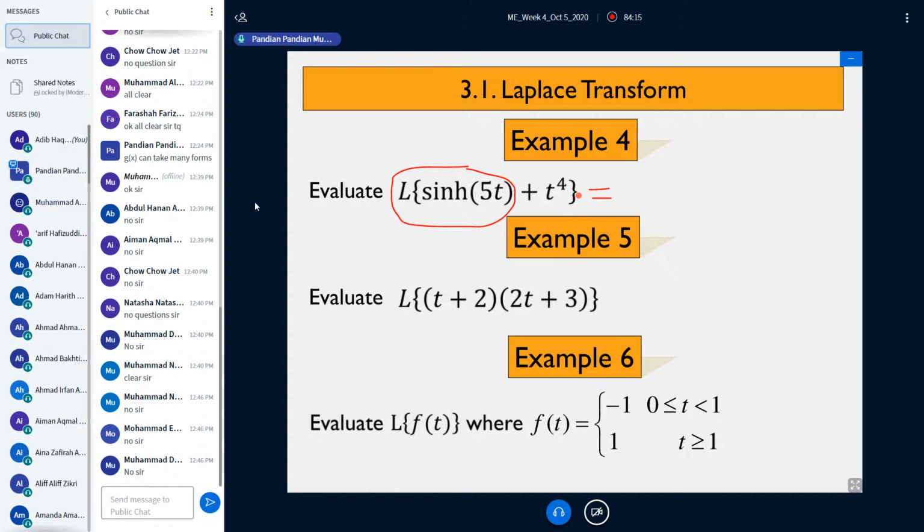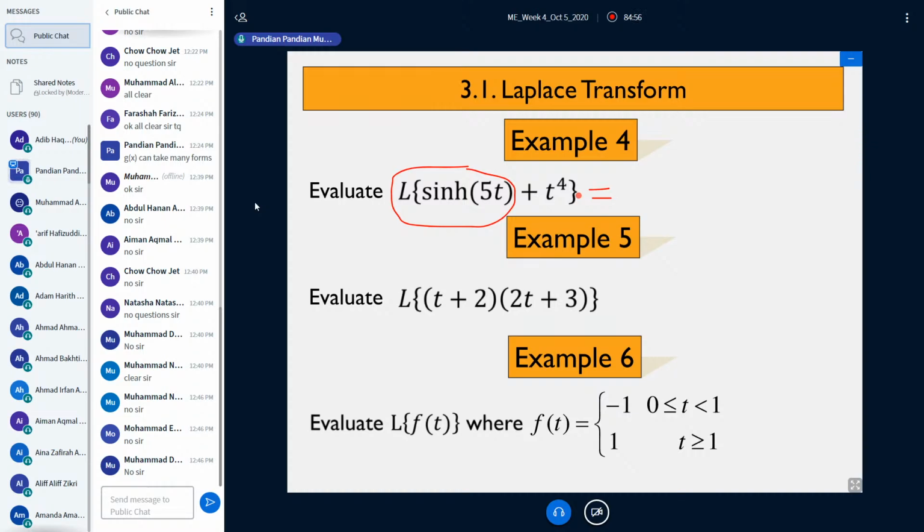Now if you simplify, 5s power 5 plus 24 s squared minus 25, divided by s power 5 multiplied by s squared minus 25. Or you can simplify to 5s power 5 plus 24s power 2 minus 24 multiplied by 25, you calculate, divided by s power 5 in the bracket s squared minus 25. That is the answer. You simplify.